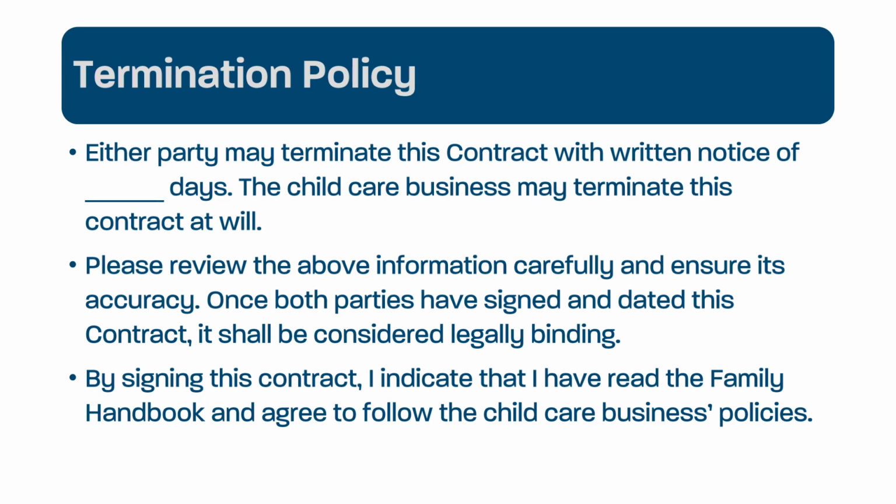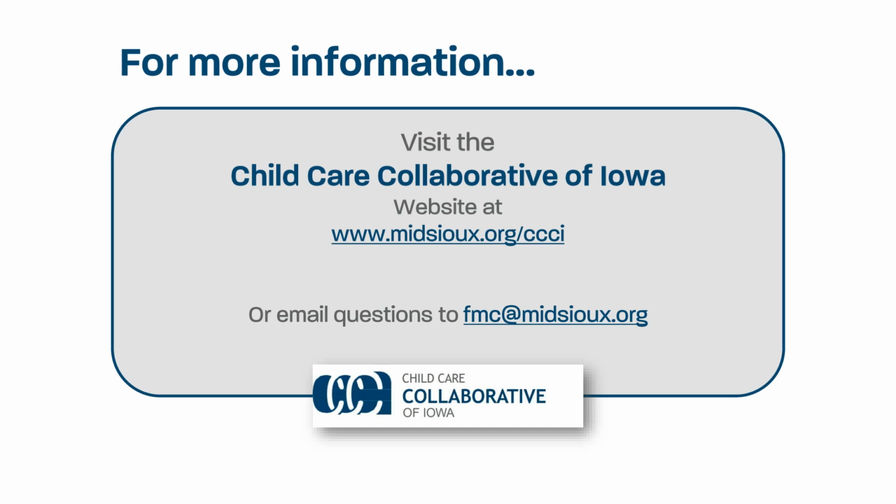The child care business may terminate this contract at will. Please review the above information carefully and ensure its accuracy. Once both parties have signed and dated this contract, it shall be considered legally binding. By signing this contract, I indicate that I have read the family handbook and agree to follow the child care business policies. Be sure to have designated spaces for the parent or legal guardian and child care provider signatures and date. For more information, visit the Child Care Collaborative of Iowa website or email fmc@midsioux.org.